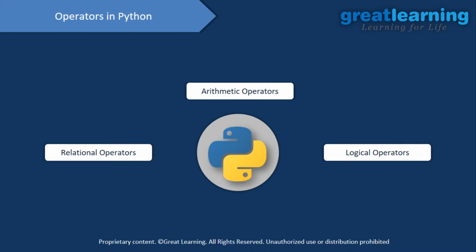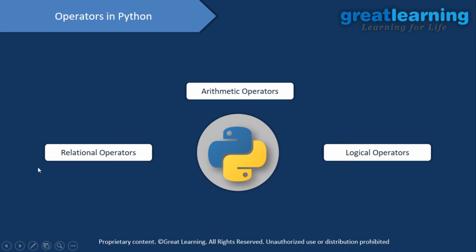Now let's go ahead and work with operators in Python. So we've got these basic operators which are arithmetic operators, relational operators and logical operators in Python. So with the help of arithmetic operators, we can perform basic arithmetic operations such as addition, subtraction, multiplication, division and so on. And then we've got the relational operators.